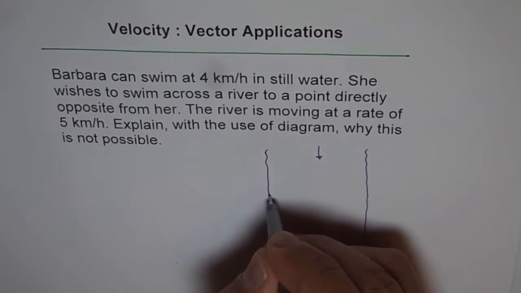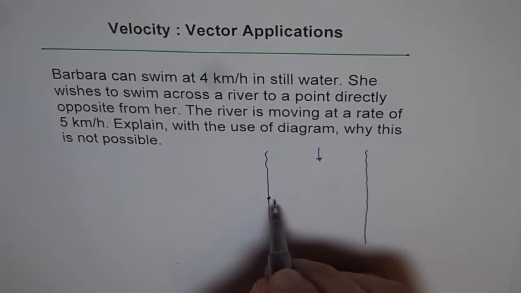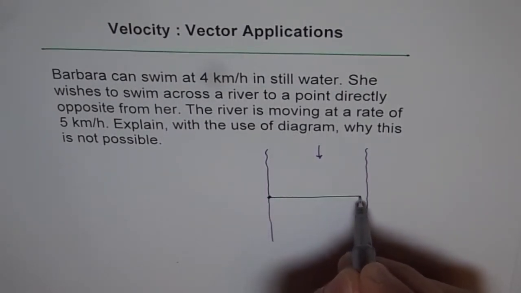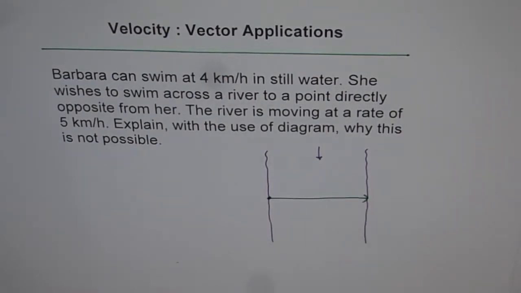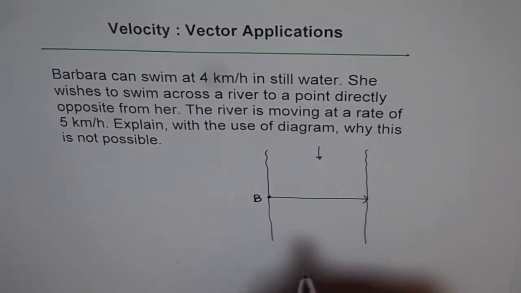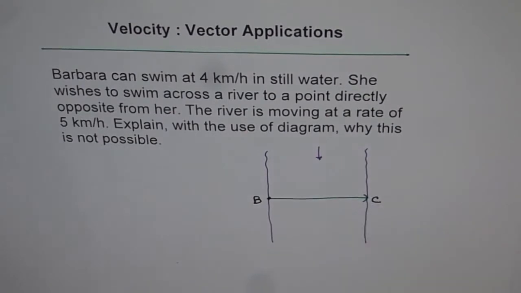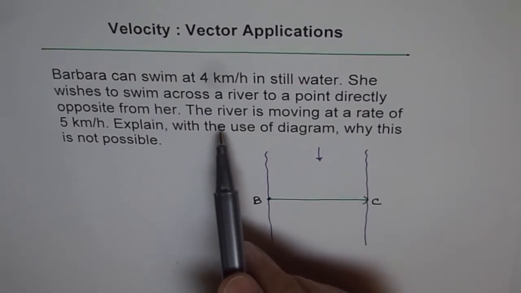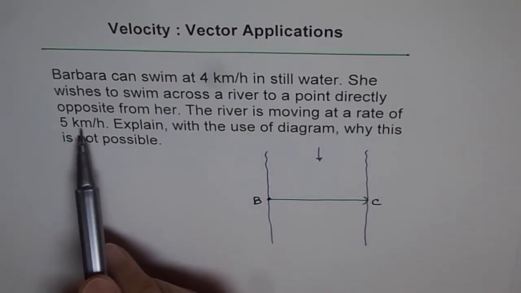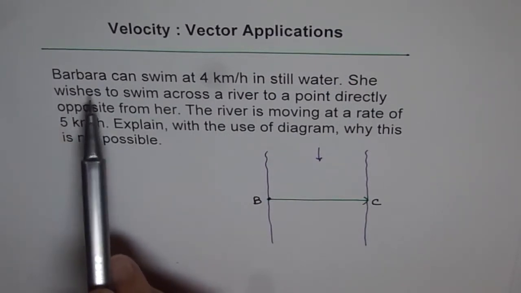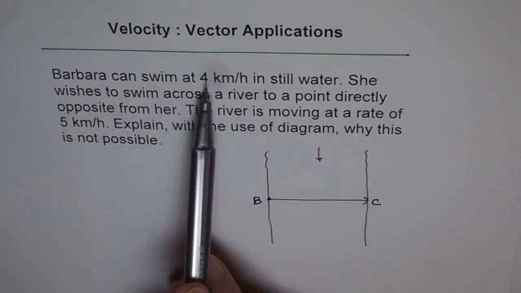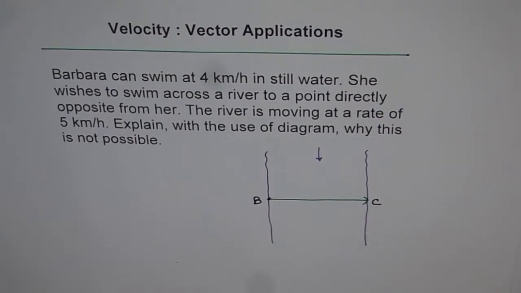That means, let's say this is where Barbara is and she wants to go there. So that becomes the resultant, and this is the net result. She wants to start from here, let's say Barbara B, and she wants to land here. Let's say this is point C. Now what is given to us is that the river is moving at the rate of 5 kilometers an hour and Barbara can swim at 4 kilometers an hour. So that is the scenario.